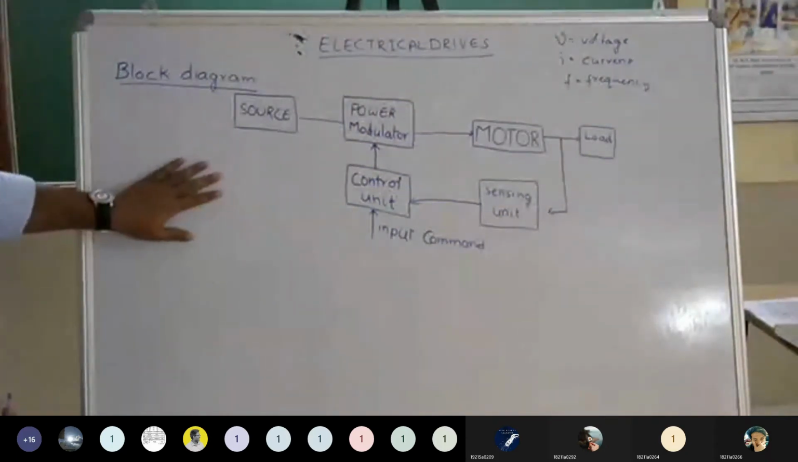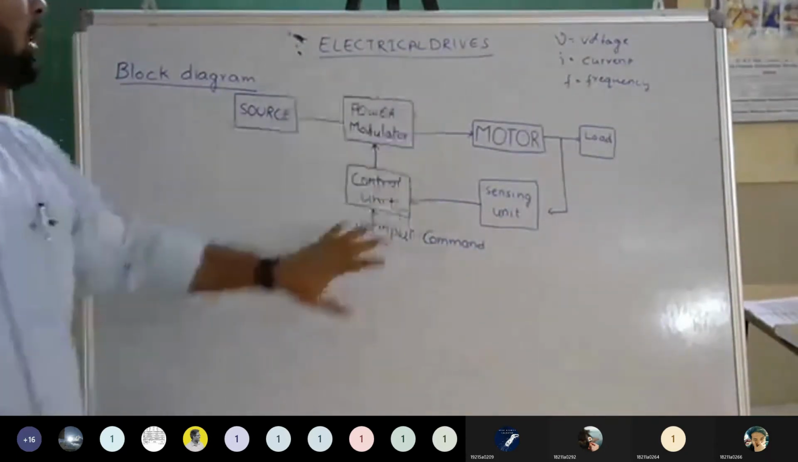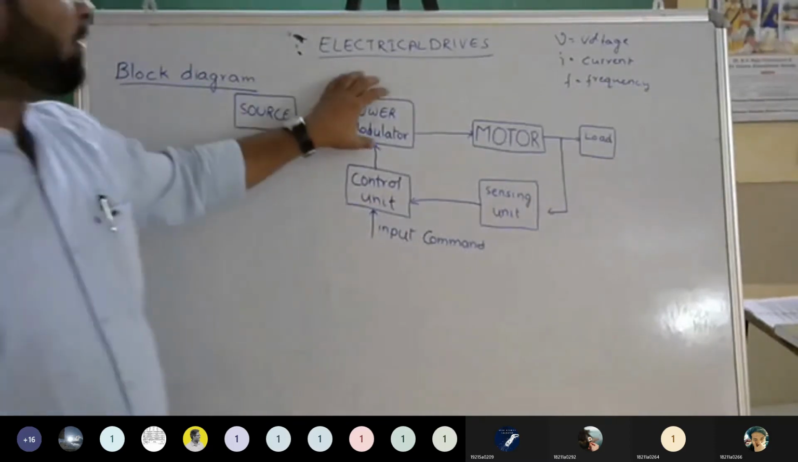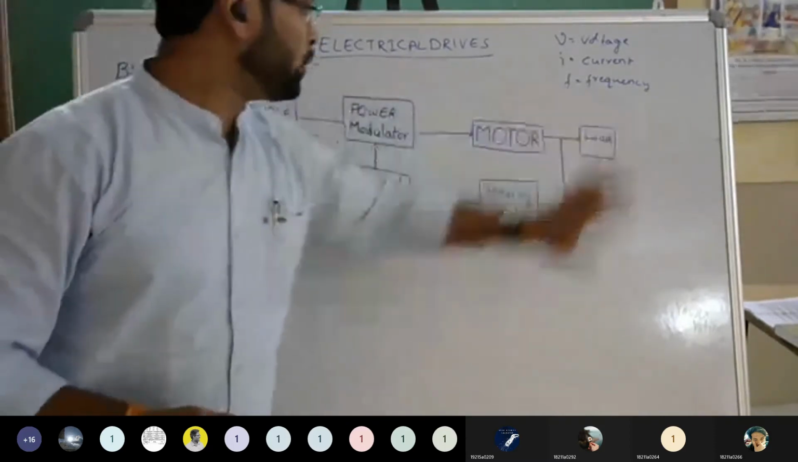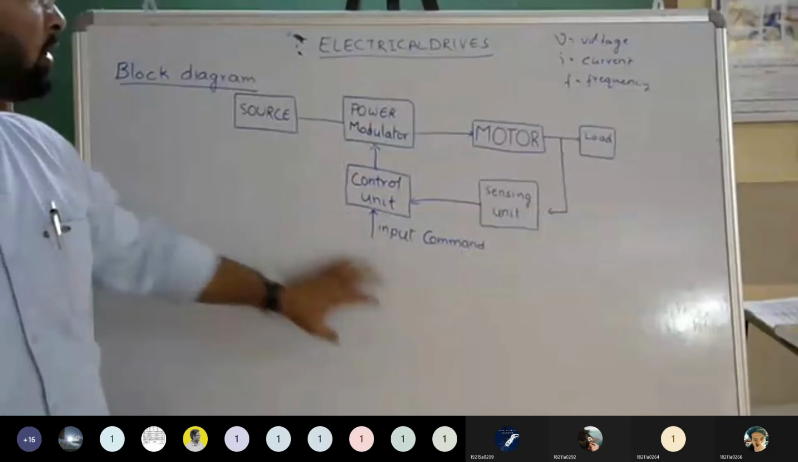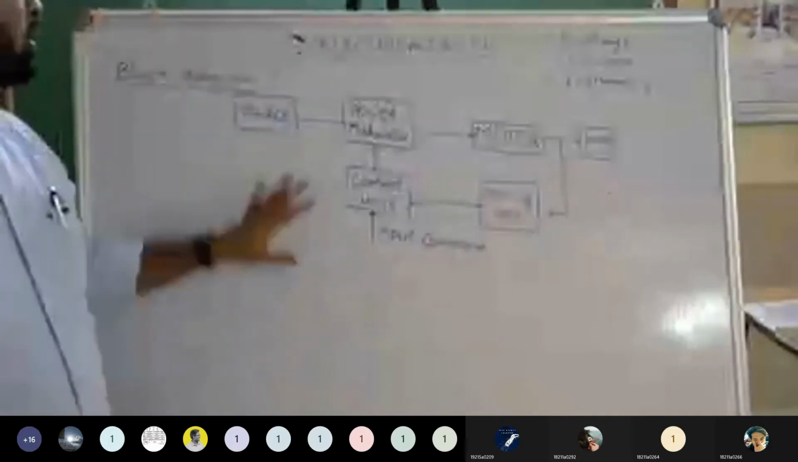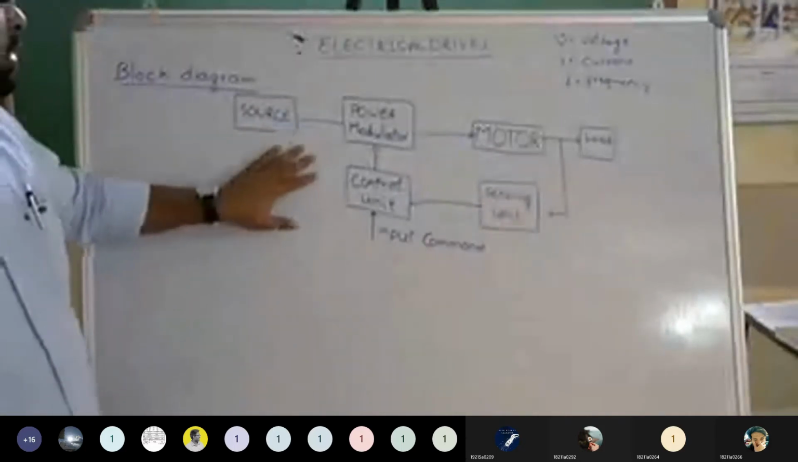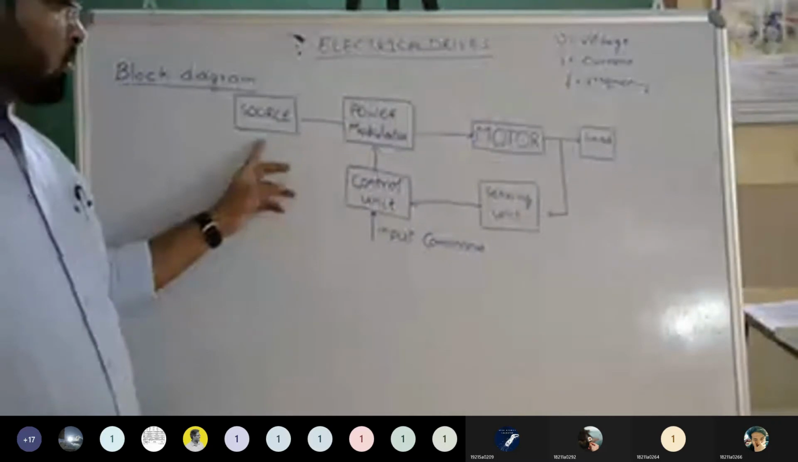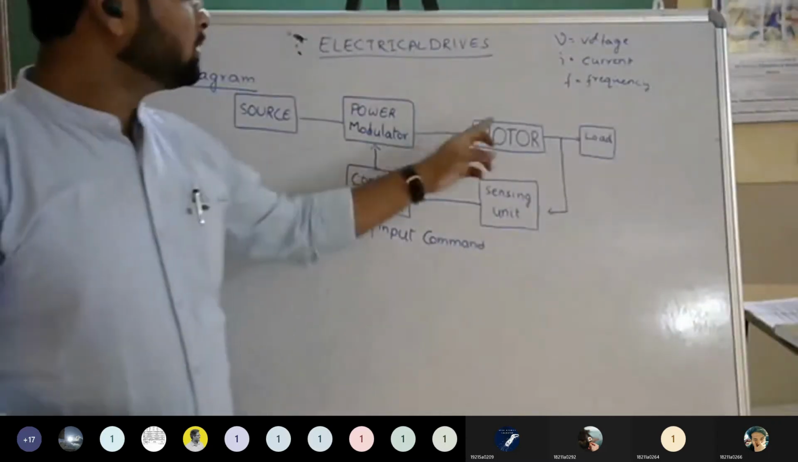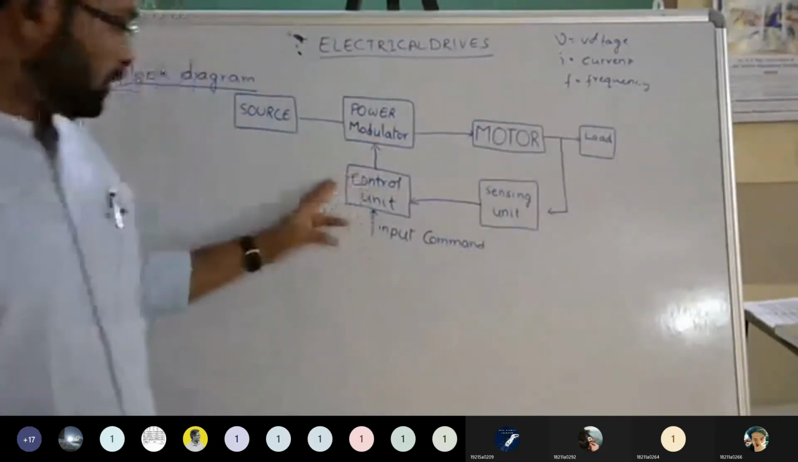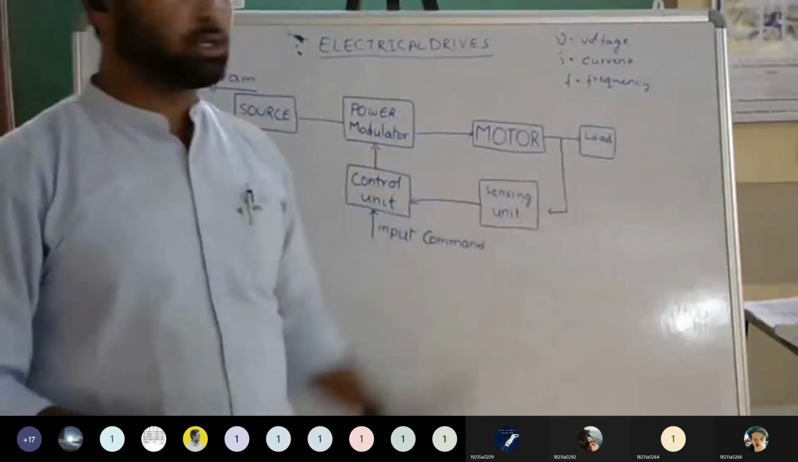Clear? So how many elements are there? Total 7 elements are there. We have a source, a power modulator, a motor, a load, a sensing unit, a control unit, and an input command. This is the complete modern block diagram of electrical drives. So this is the block diagram, and the things available are source, power modulator, motor, load, control unit, input command, sensing unit.